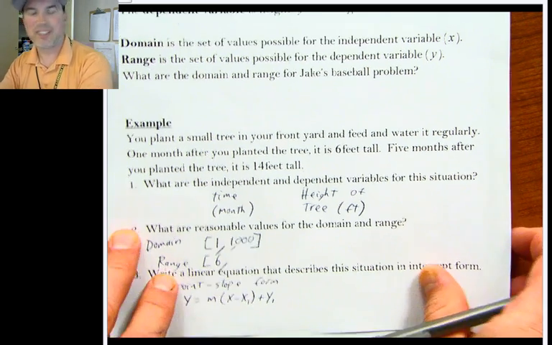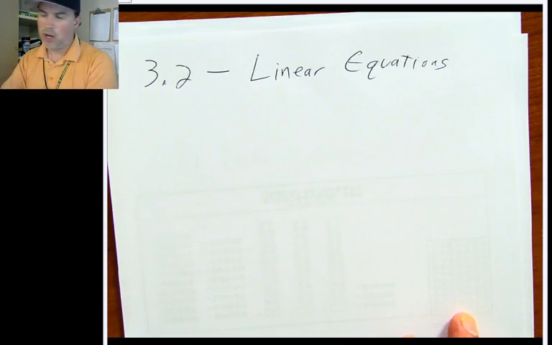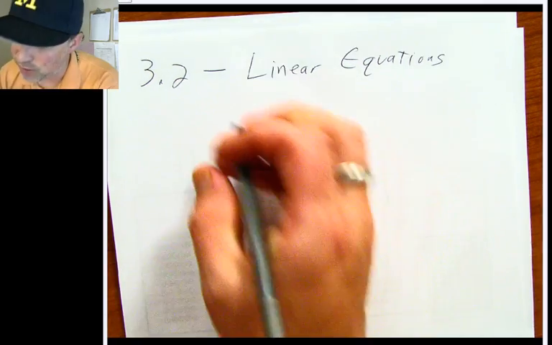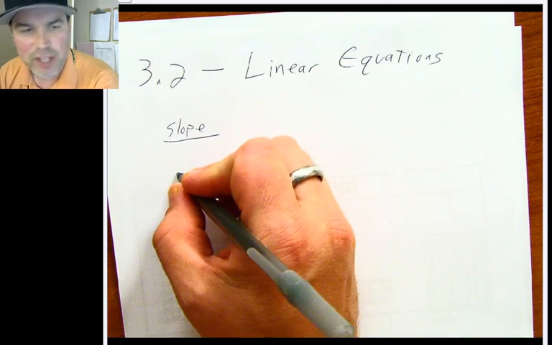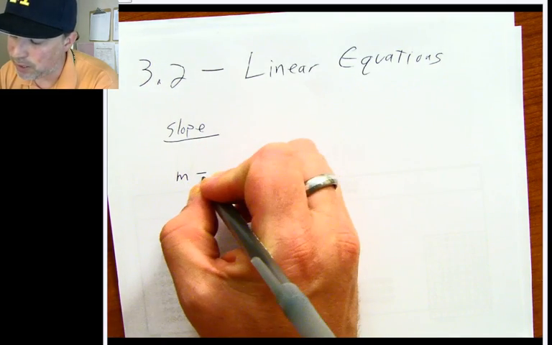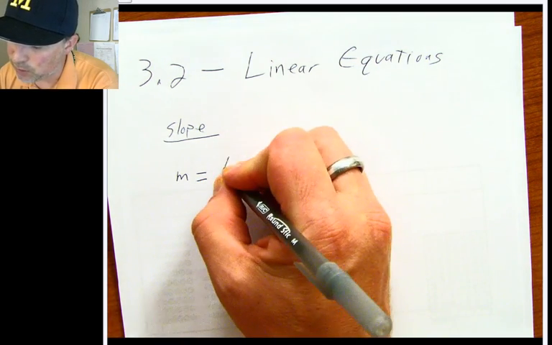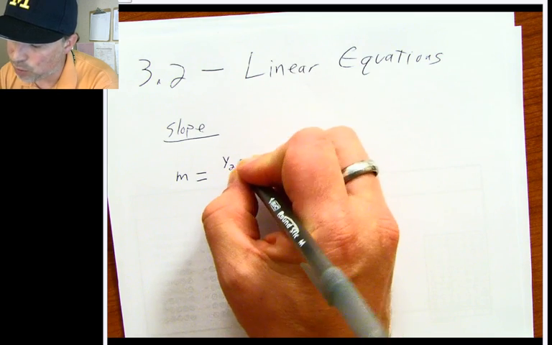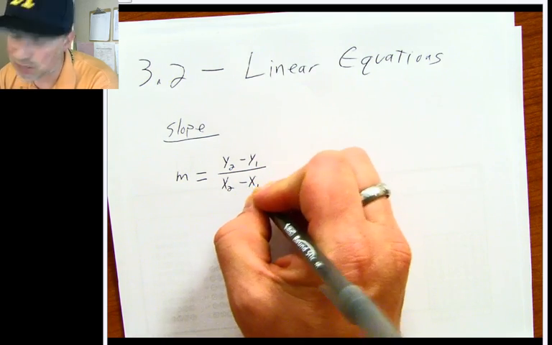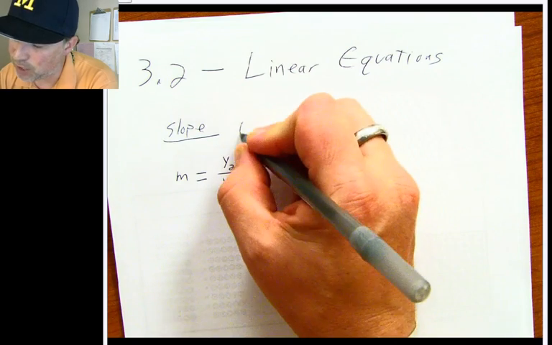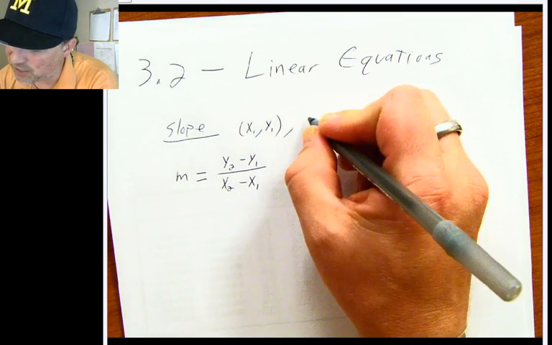Let me get into my next page of notes here, and let's write in some valuable information. This is section 3.2, linear equations. Let me first mention our slope. The letter that's frequently used for slope is m. And your formula, which you've used in algebra before, is y2 minus y1 all over x2 minus x1. This is, of course, if you're given a couple of coordinates that look like x1, y1, and x2, y2.